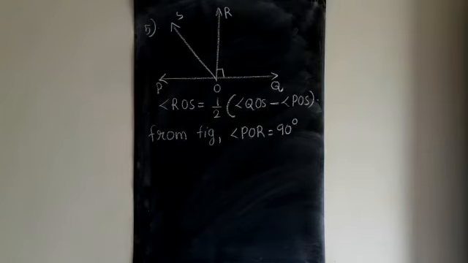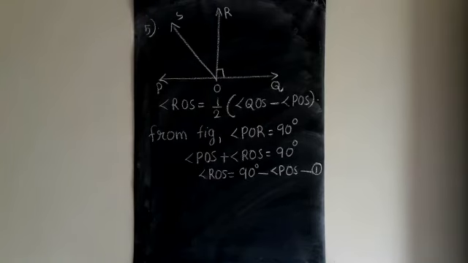Okay. But again from the figure, angle POR is the sum of 2 angles. What are they? Angle POS and angle ROS. Isn't it? Yes. So from this we can form one equation. What is that? Angle ROS is equal to 90 minus angle POS. That is our first equation.